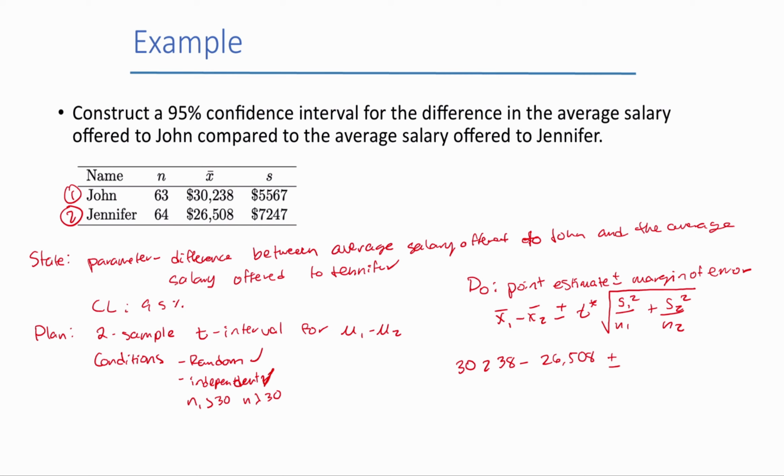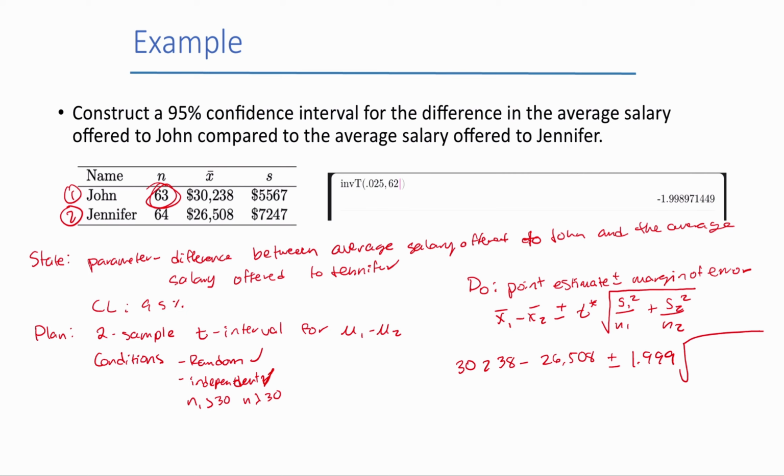What is our t value going to be? We can do that on the calculator. Do the inverse t with 62 degrees of freedom, because our n is 63 here. And 95% confidence means 0.025. So that gives us a t of 1.999, or basically 2. And then the square root of 5567 squared over 63 plus 7247 squared over 64.